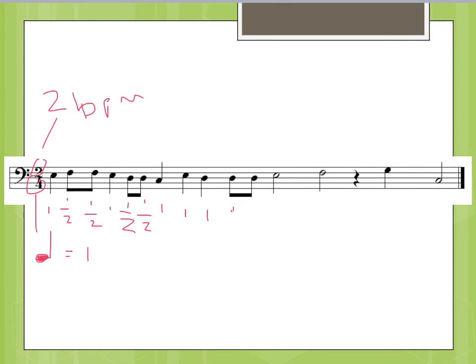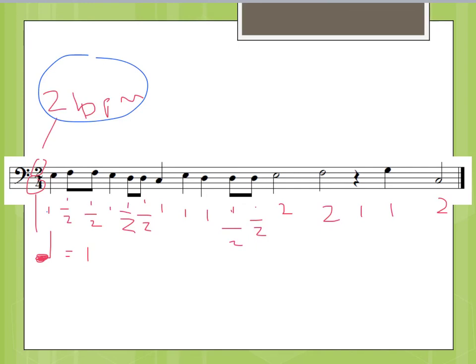Goodness, now I can't even talk. 1, half. 1, half. This is 2 because it's a half note. This is 2 because it's a half note. This squiggly line is a quarter rest, so it gets 1. Quarter note gets 1. Half note gets 2. Now it's time to draw my bar lines. Remember, in this case, I'm trying to add up to 2 for each measure.